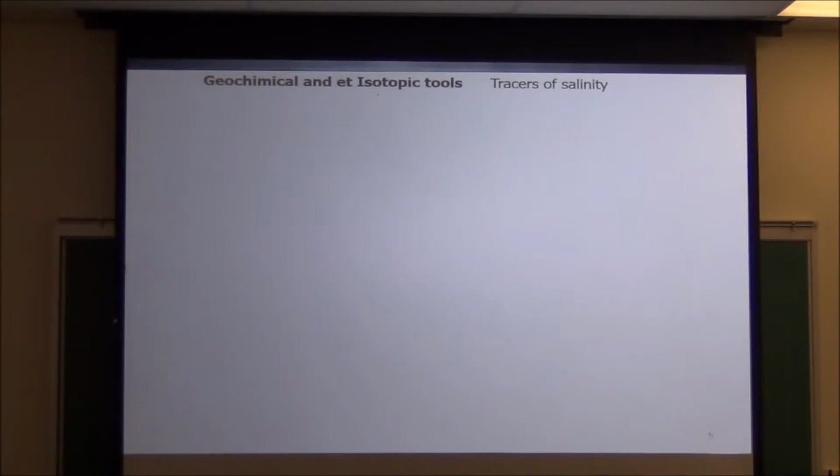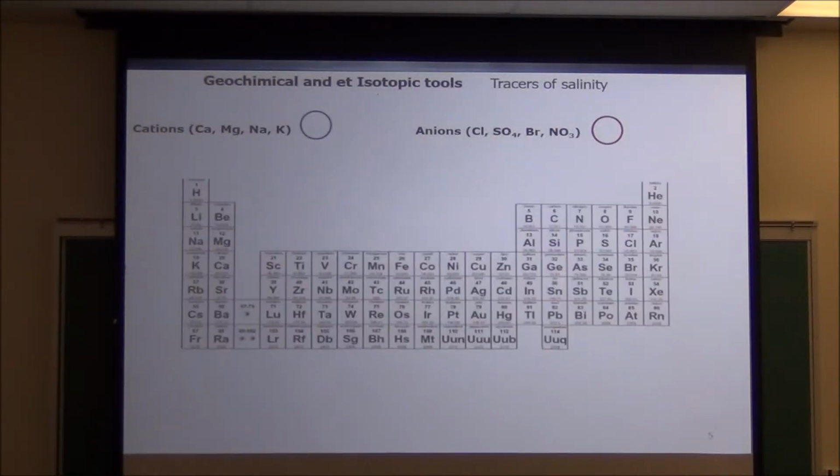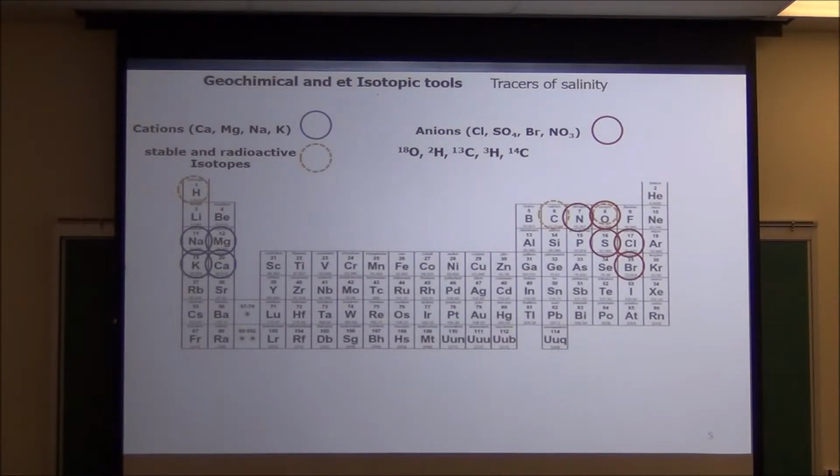The geochemical and isotope tools used in these studies for tracing salinity are measured cations and anions, and also stable and radioactive isotopes of the water molecule.